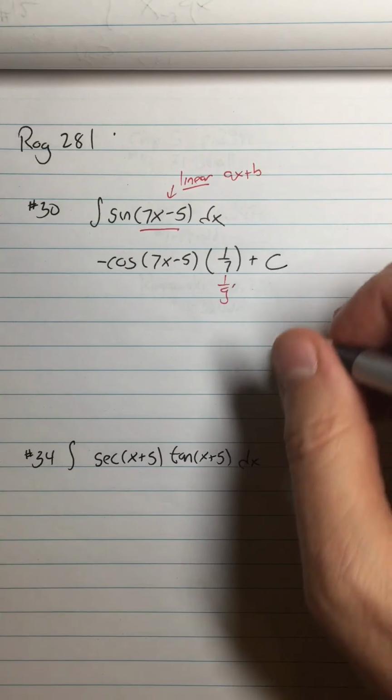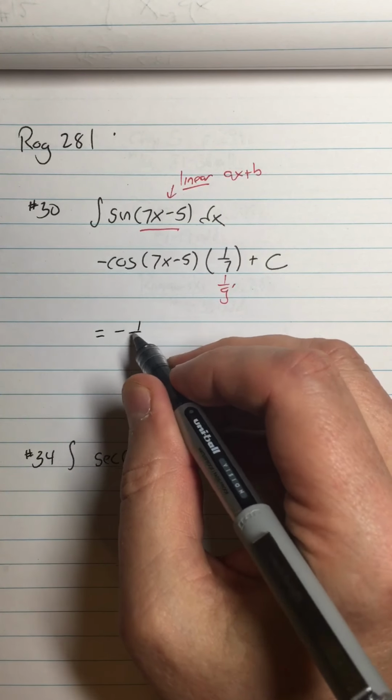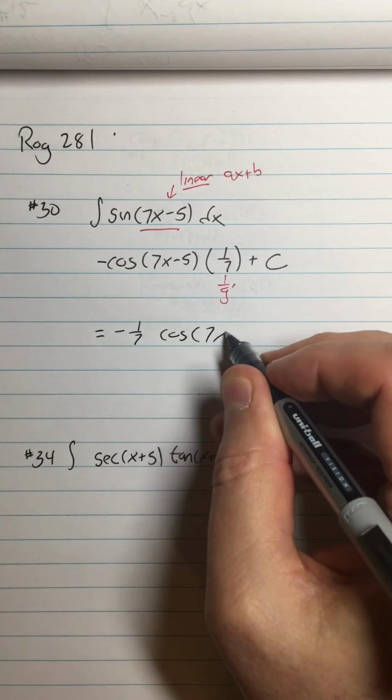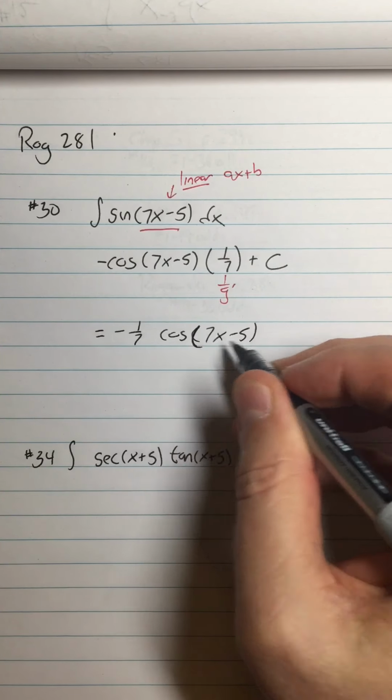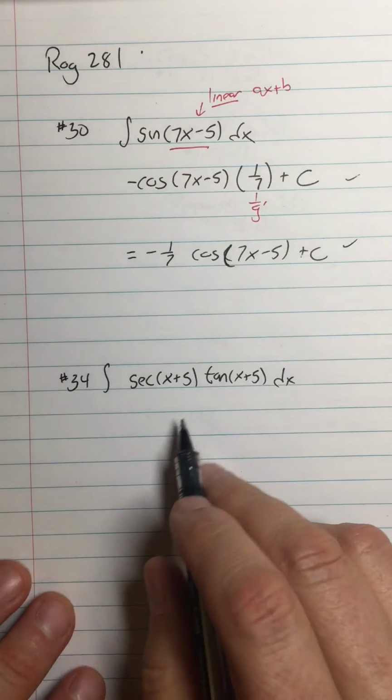Put the plus c, maybe make it a little nice, and it equals negative 1/7 cosine of 7x minus 5 plus c. But either one of these is fine. Right? I just thought this one's a little weird.